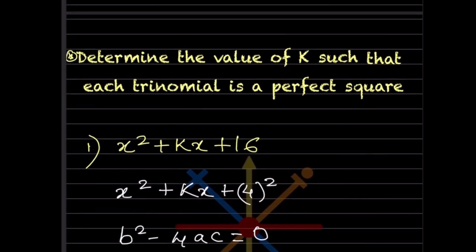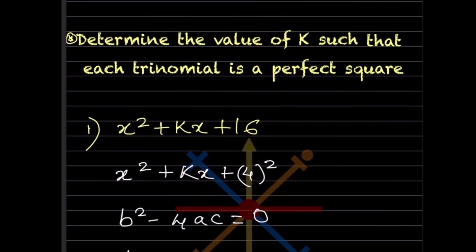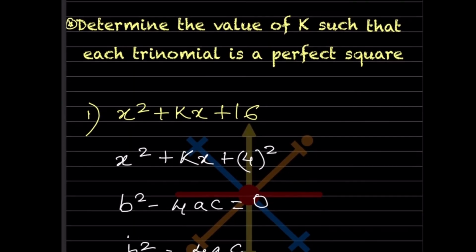Now here, determine the value of k such that each trinomial is a perfect square. For this one, this is the quadratic equation, but we don't know the value of the coefficient of x, that is given as k. So we have to find what k is. Now we can write this first thing as it is, and 16 is a perfect square, we can say 4 square is 16.